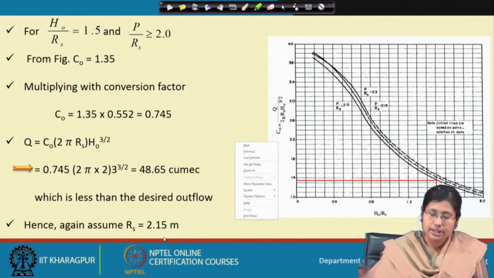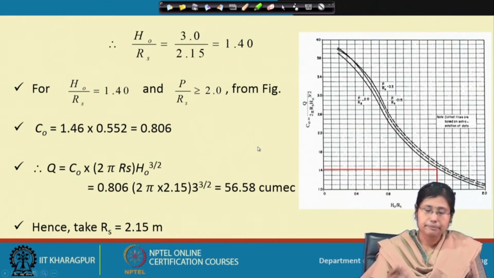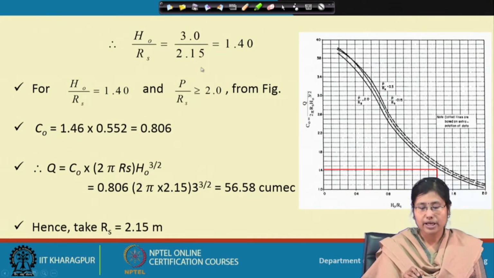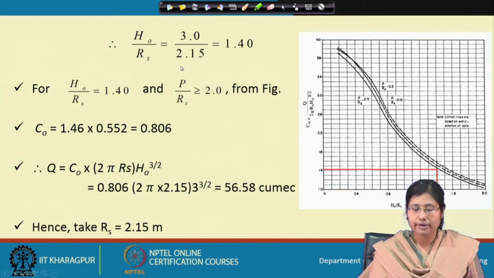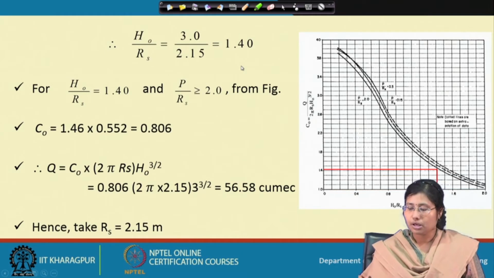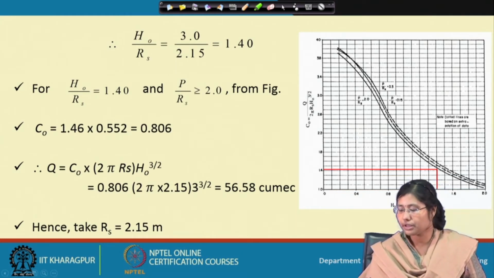Now, assuming the radius is 2.15 meter, you again repeat the calculation. Here the surcharge head is already 3 meter as given in the problem, and now your assumed radius is 2.15. Now, the ratio between them is 1.40. Now, for a given value, this is divided into 4 different intervals, between 1.2 to 1.6.